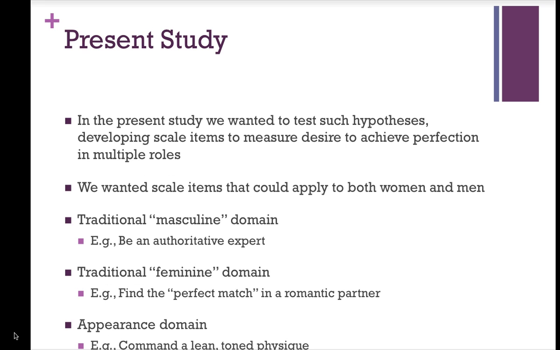In the present study, we wanted to test some of these ideas, developing scale items to measure desire to achieve perfection in multiple roles. And we wanted items that both women and men can respond to, which on some scales is not possible. Briefly, we're sampling 3 different domains concerning roles. Traditionally masculine roles, such as being an authoritative expert, traditionally feminine roles, such as finding the perfect match in a romantic partner, but we're also looking at the appearance domain, since that's believed to be putting increased pressure on both women and men. Commanding a lean, toned physique is an example of an item in that domain.